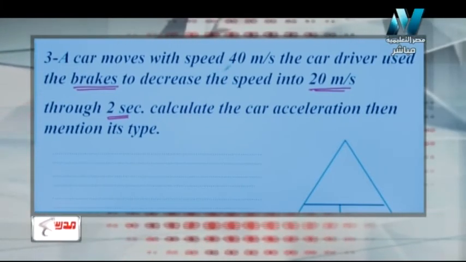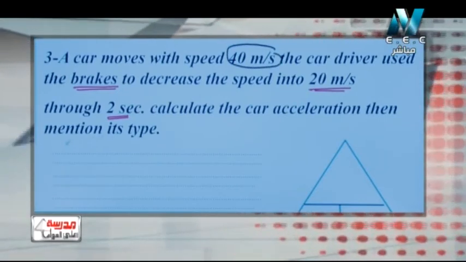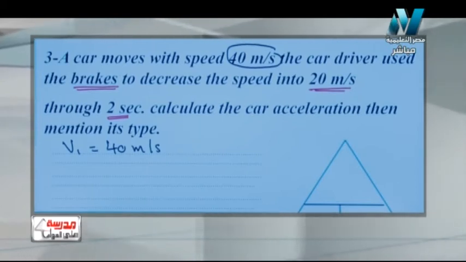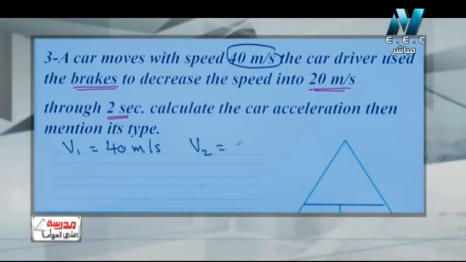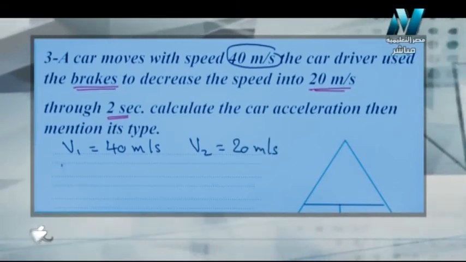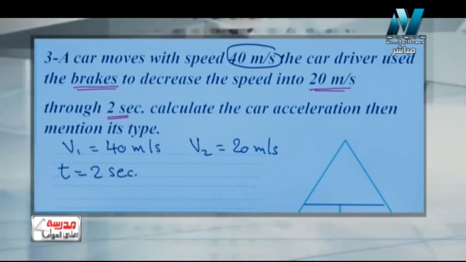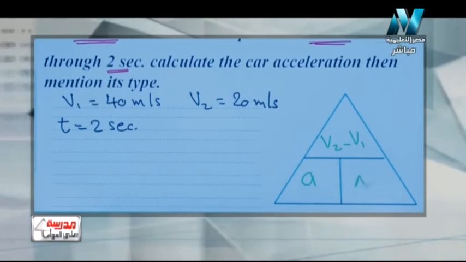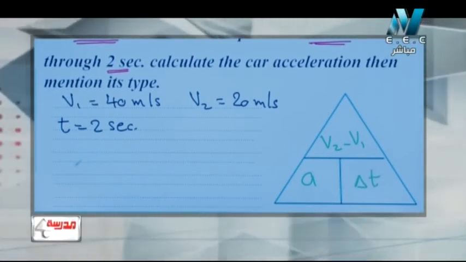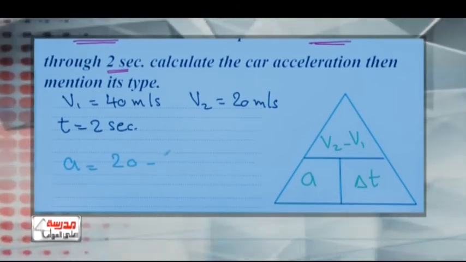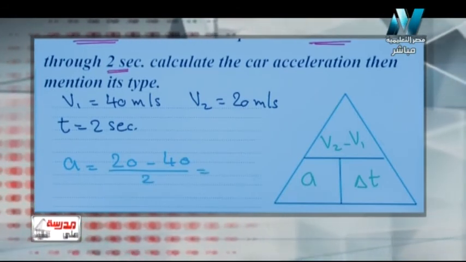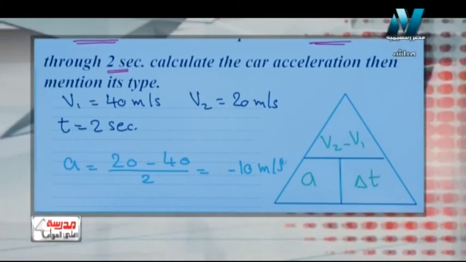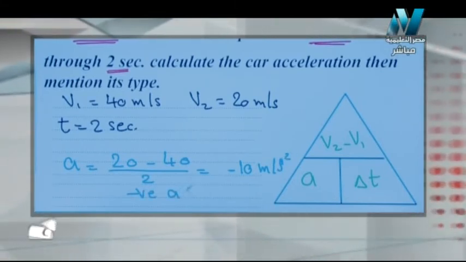Here we have speed 40 meter per second, so V1 equal 40 meter per second. Then it decreases the speed into 20 meter per second, so V2 equal 20 meter per second, through time equal 2 seconds. So calculate the acceleration. As you see, A equal V2 minus V1 over delta t. So A equal V2 20 minus V1 40 over 2, which gives negative 10 meter per second squared. So here we have negative acceleration or deceleration.